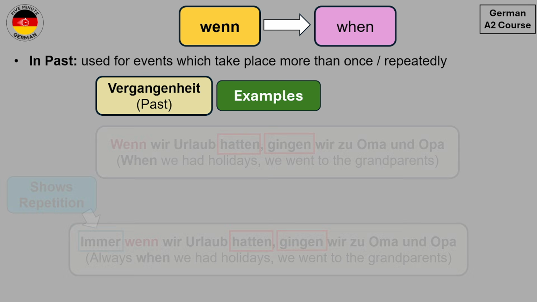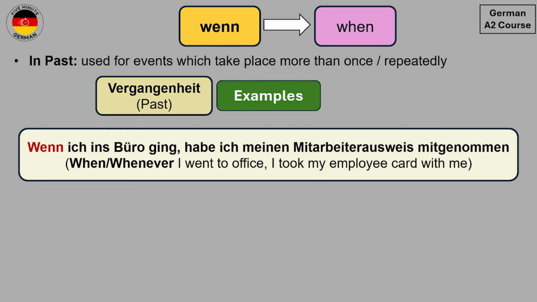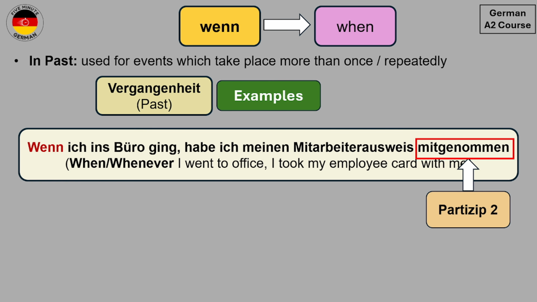Let's take another example. So I have the sentence, wenn ich ins Büro ging, habe ich meinen Mitarbeiterausweis mitgenommen. When or whenever I went to office, I took my employee card with me. Now this is also a repeated event because I went to the office more than once. That's why I have used when. And you see that the second part is in Perfekt form, where I have used the Partizip II form of the verb nehmen. Now I can rewrite this sentence with a word which shows repetition to make it more clear.